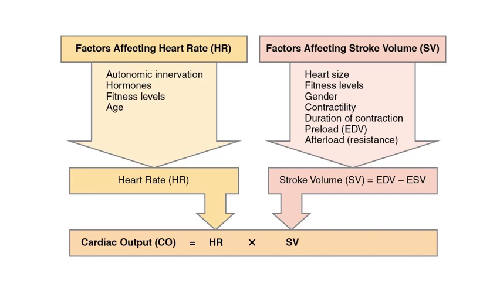And then we multiply that times the heart rate, and things that affect the heart rate are basic things that you would expect. Your age affects your heart rate, your level of fitness affects your heart rate, but also hormones. Certain hormones can trigger the heart rate to increase or decrease. And then the amount of autonomic innervation. Remember that your heart rate also is influenced by autonomic tone, so it's not completely independent of your nervous system.